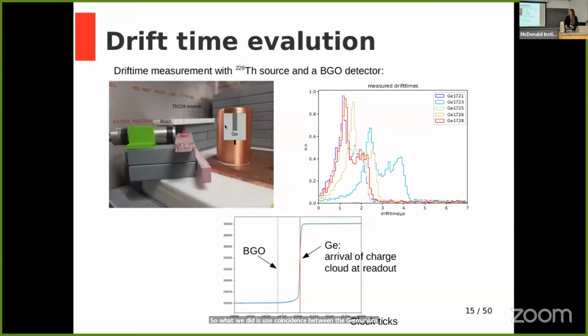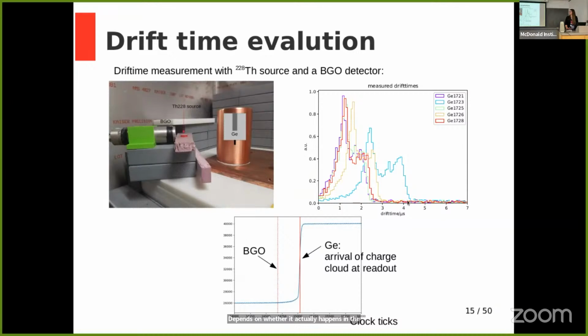And then we put a source between the detectors. So we have this starting point when we see an interaction in the VGO. And then for the germanium, at some point, of course, there's a rise in the waveform, and we determine the distance in time between the signals. And what we get out, you can see over here. The drift time distribution depends on where the interaction happens in the crystal, how long it takes for the charges to arrive.